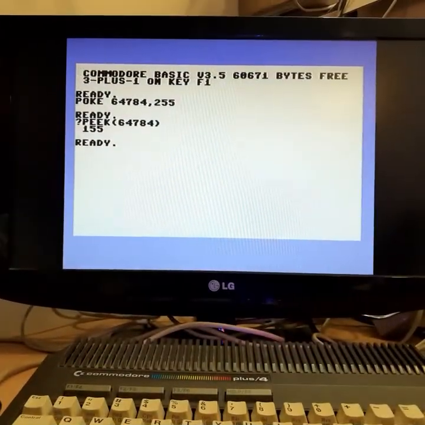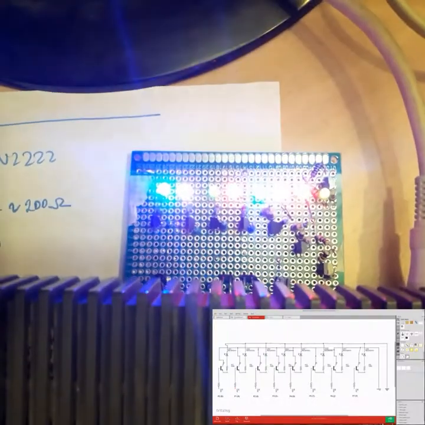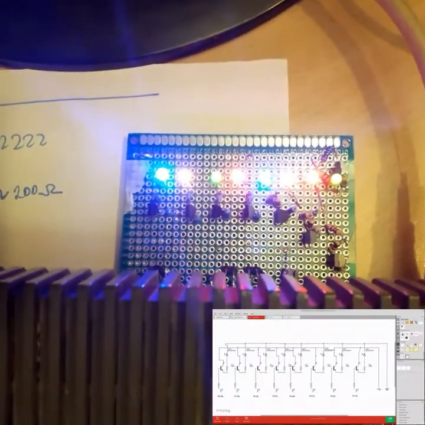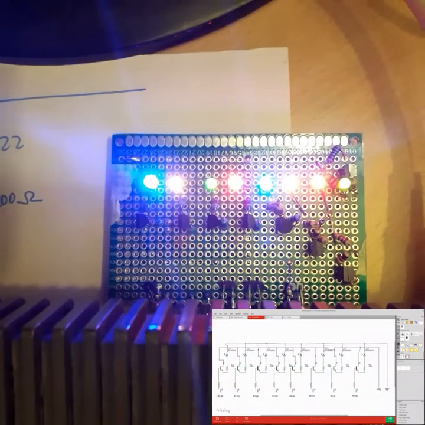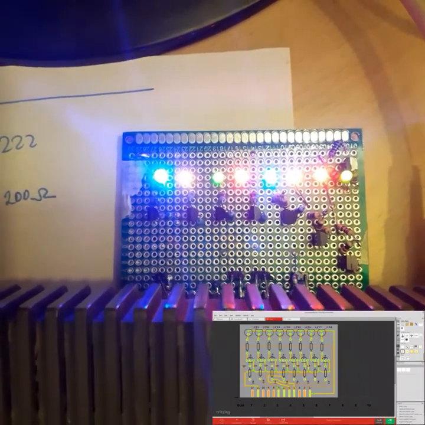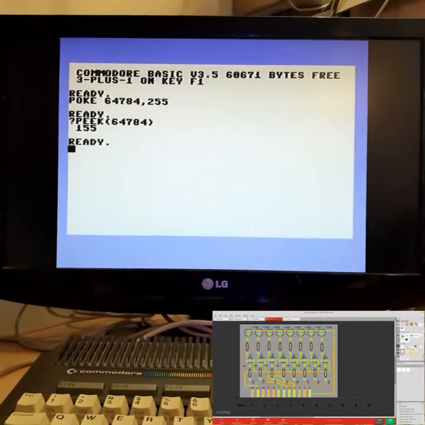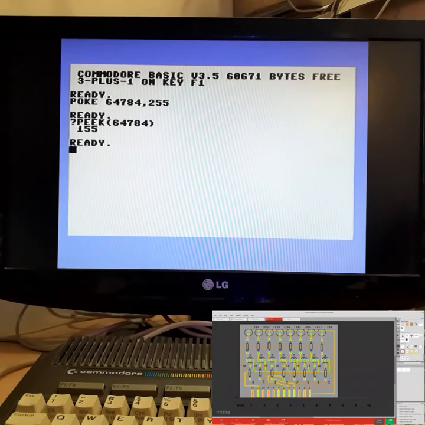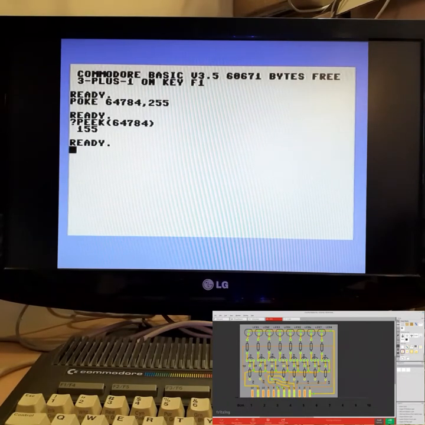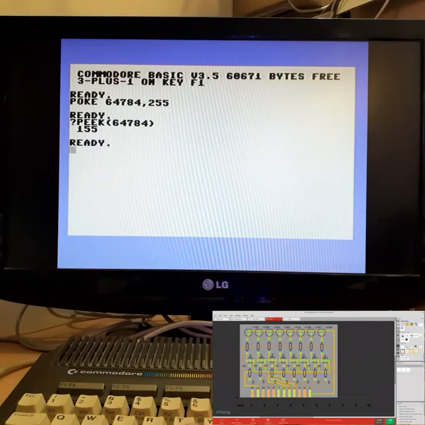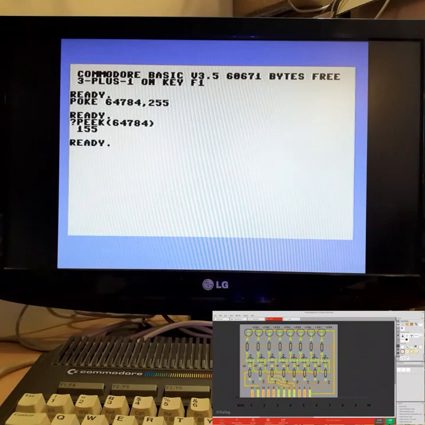I will make the schematics of this little board available online. It's not very complicated. For each line there is one NPN transistor and two resistors. So the I/O pin of the Commodore Plus 4 actually drives the transistor, which opens the current that goes through the LED, and the LED lights up.